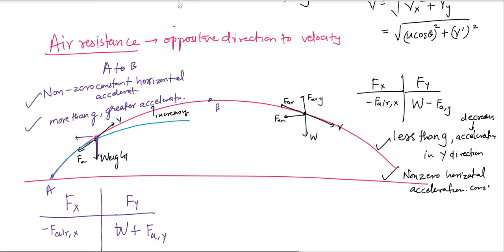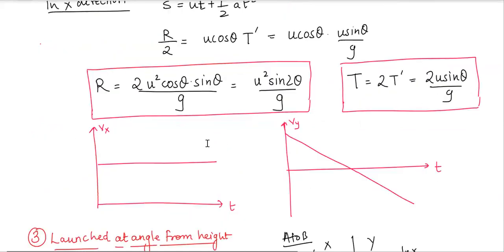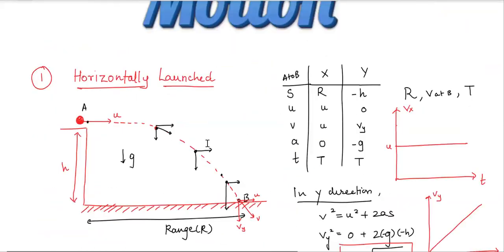Okay, so what will happen to the path? The blue line is the path that I'm drawing. The path will have less range and less height, something like that. So this is with air resistance. We'll talk about air resistance in detail in the forces chapter. So till now, you can see that all the projectile problems have been done. Thank you so much.